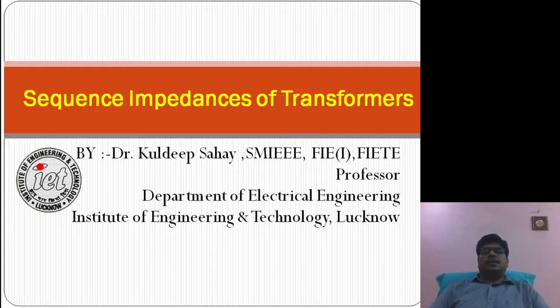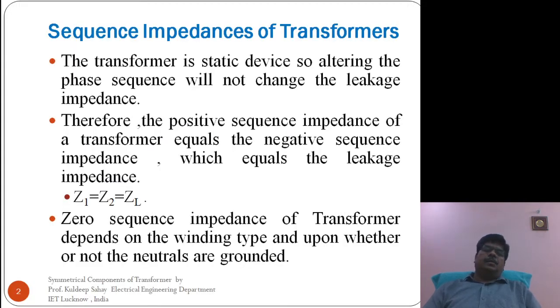As you know, the transformer is the most important device in the AC transmission system, because at the generating station it steps up the voltage, while at the receiving side it steps down the voltage level. Everybody knows that the transformer is a static device.